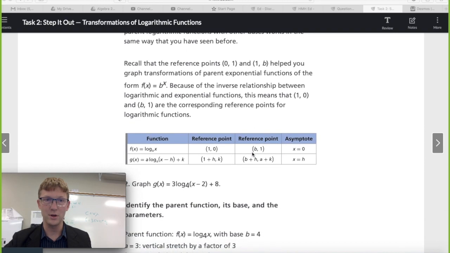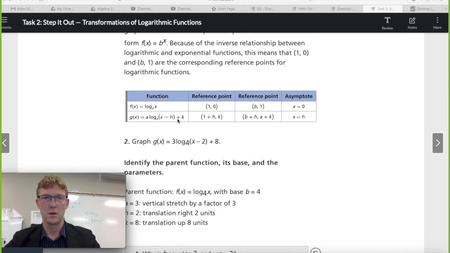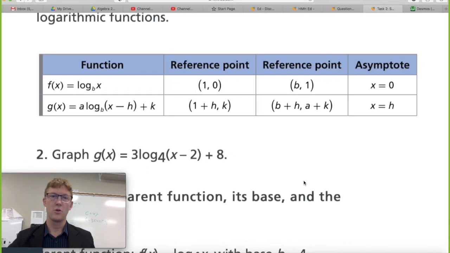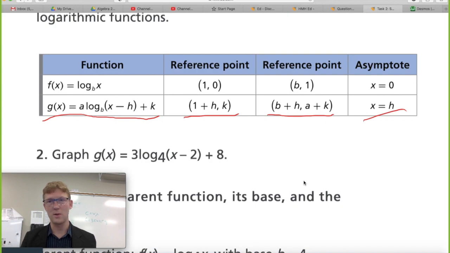So our reference points, here's our wonderful chart. Our reference points, we're going to use 1, 0, and b, 1. So whatever that base is, right there, that's going to be part of our reference points. And so here we've got our generic function, our reference point 1, and our reference point 2, and then those asymptotes are going to be super helpful as well. But here, remember, our asymptotes are x equals as opposed to y equals.